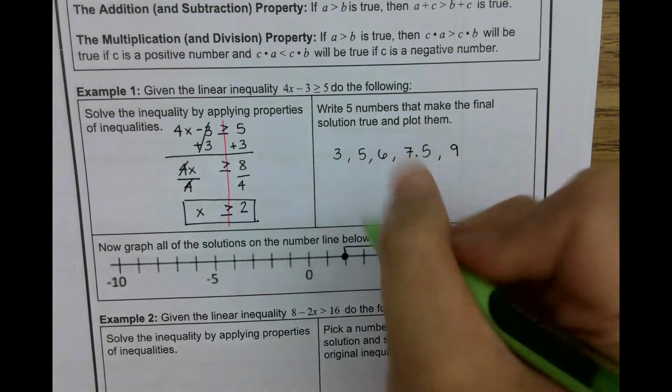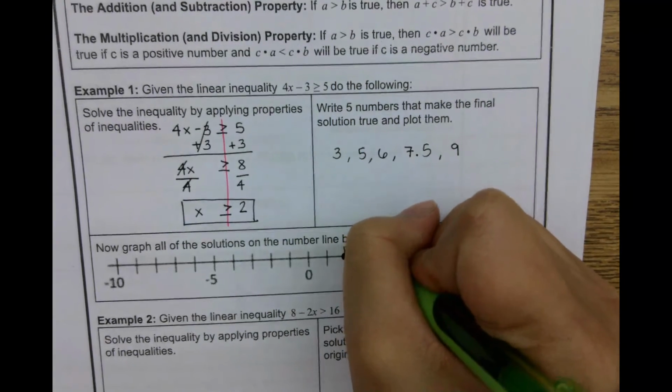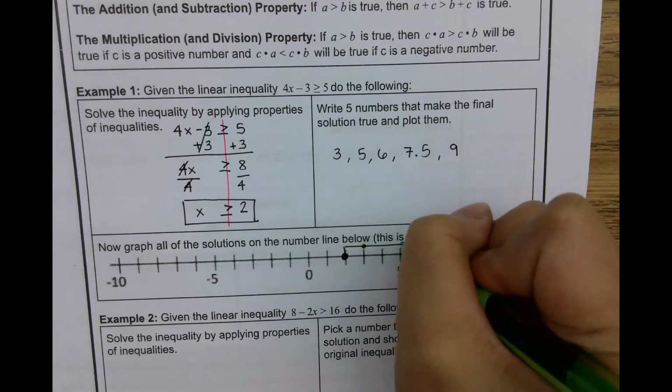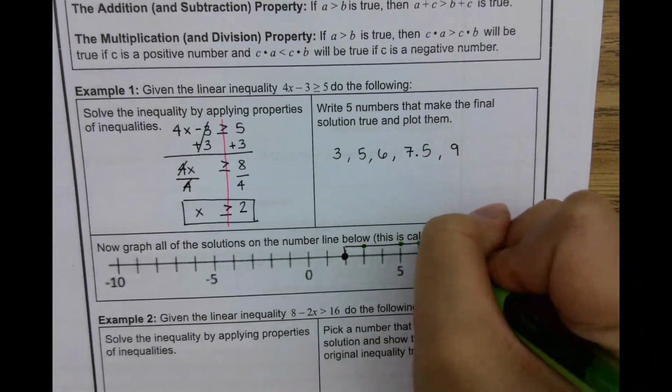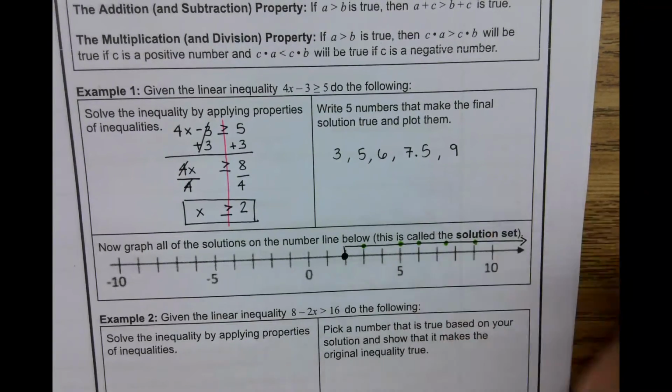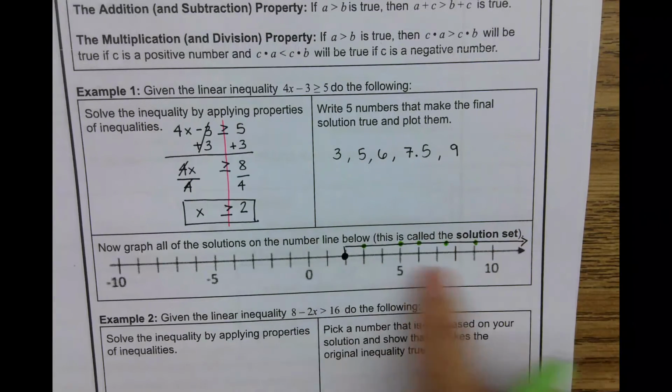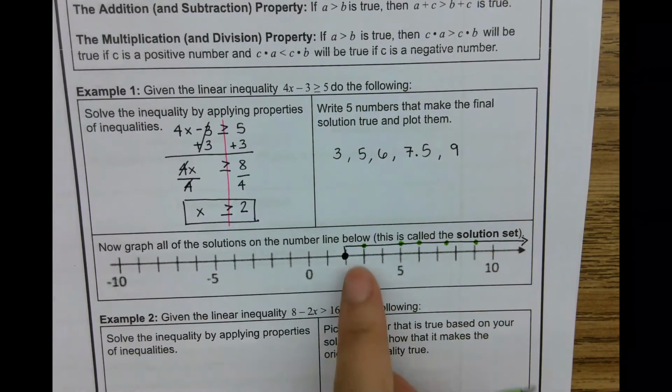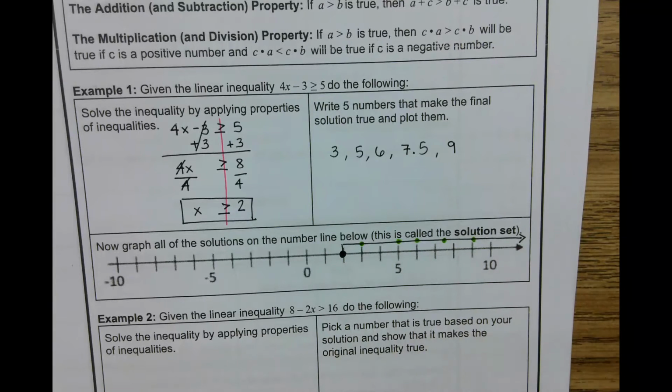So 3 is right here. It's part of the solution set. 5 is right here. 6 is here, part of the shaded area. 7.5 is right here. And 9 is right here. As you can see, all of these numbers are in my solution set. And technically, everything in between going towards infinity will also be part of my solution.